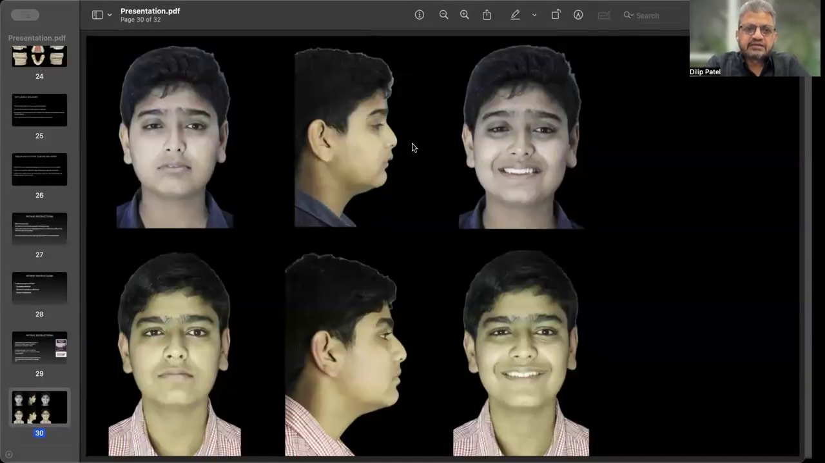This is a case I finished a few months back. Look at the expression before the treatment, and look at how it is after advancing the mandible. The skin tone has changed. Look at the eyes and everything.